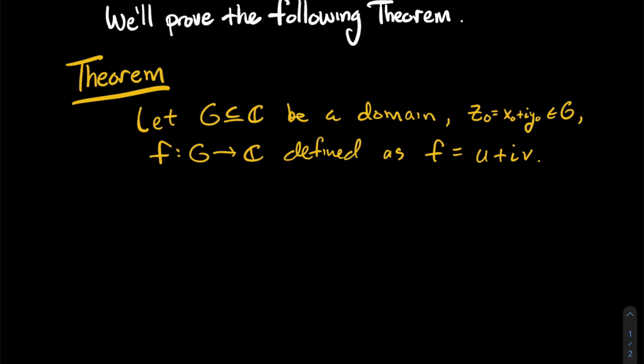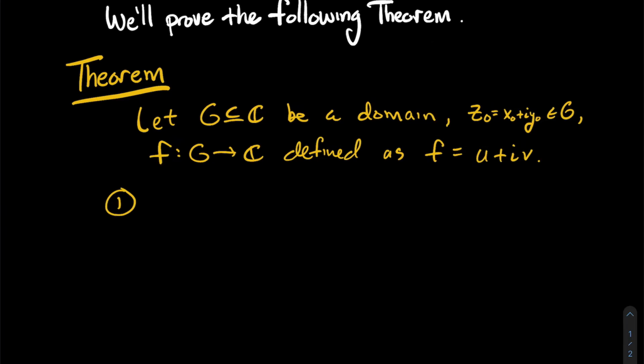So remember, u is a function of x and y, and v is a function of x and y. Some books just write u is a function of z and v is a function of z as well. That's okay too. The point though is that u spits out a real number and v spits out a real number. All right, so here is the theorem we're going to prove.